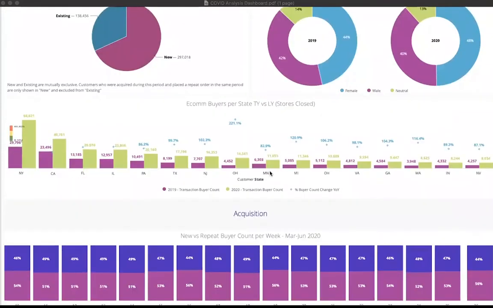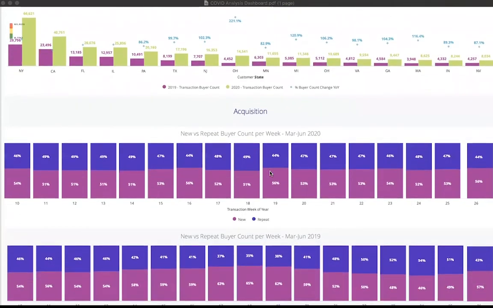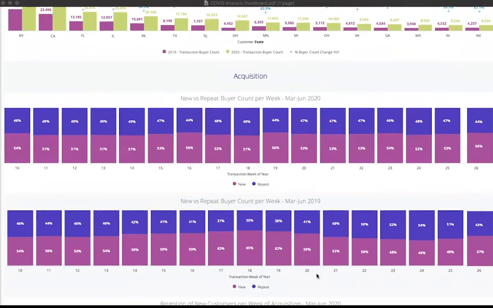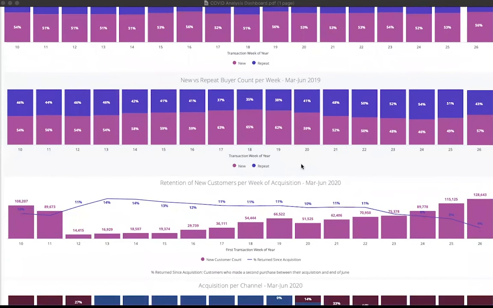The next section focuses on acquisition. First, at a high level, we're looking at the breakdown of new versus repeat buyers for each week this year and also last year for a comparison of the trend. The next thing that comes to mind is looking at retention.